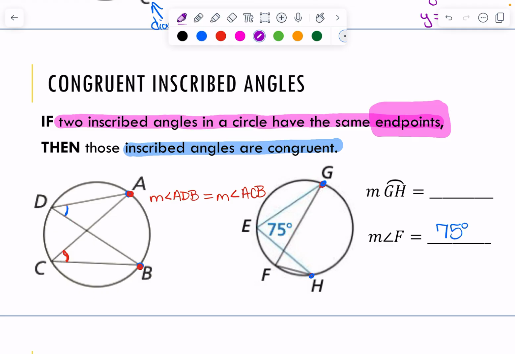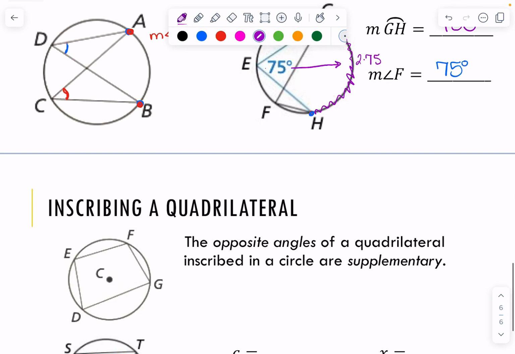Then we want to know what would be that arc. So what would be the arc GH? So from G to H, I have my inscribed angle of 75. So the arc that would be there would be 2 times 75, which would be 150 degrees. So if two inscribed angles in a circle have the same endpoints, then those inscribed angles are congruent.